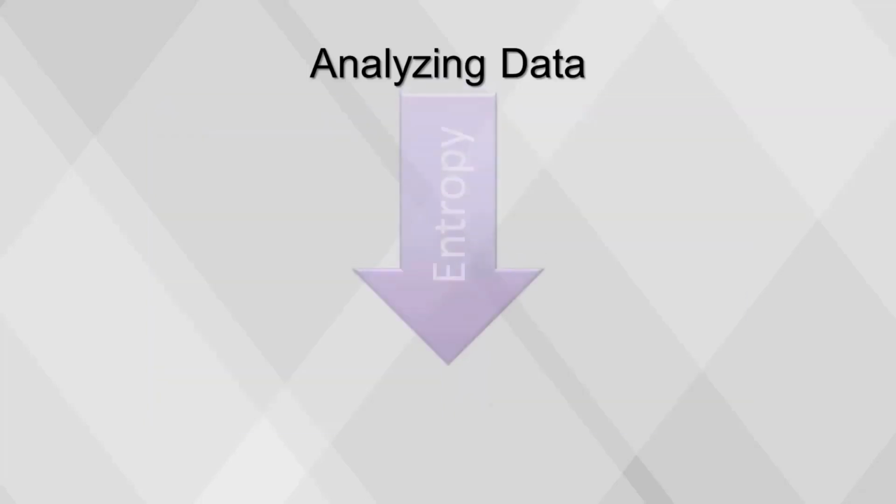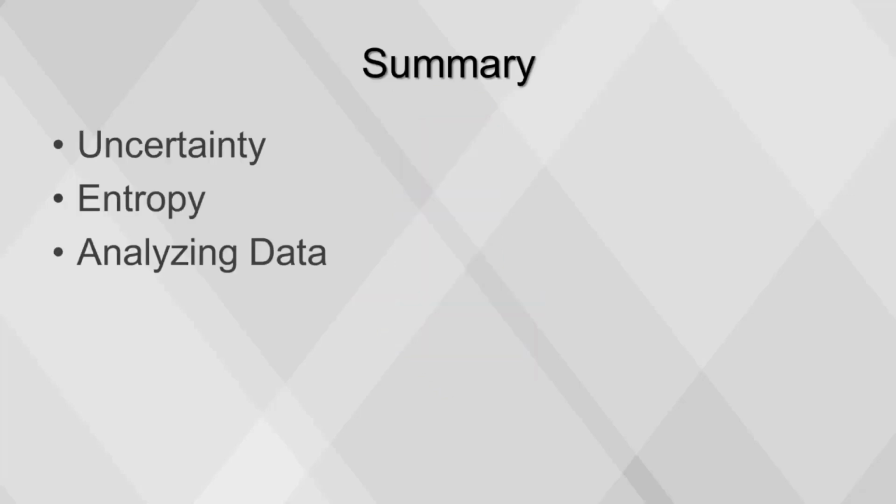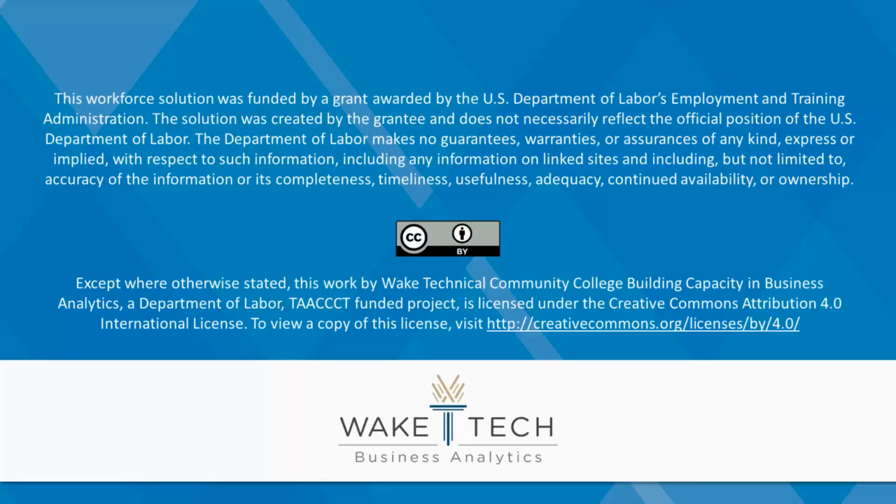Applying this concept to data analysis, our goal is to reduce entropy. By explaining outcomes using other variables, we are reducing uncertainty, and these results should be the focus of a report. This concludes our video. Today we covered uncertainty, entropy, and analyzing data.